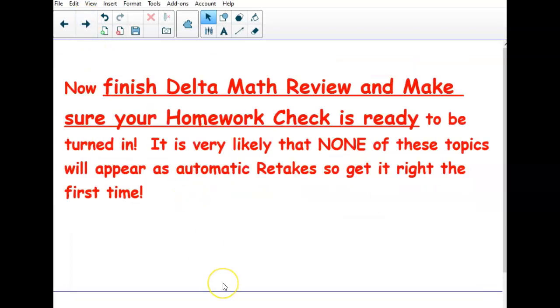The homework is to finish the Delta Math review. Has anybody started on it and need some help? The vector ones are a little tricky. I can go over one if you need me to. It is highly likely that we will not have time to retake these sections, so please do your best, okay? So I know a lot of you don't have time to come in for retakes right now with sports and activities and AP tests and all kinds of good stuff.